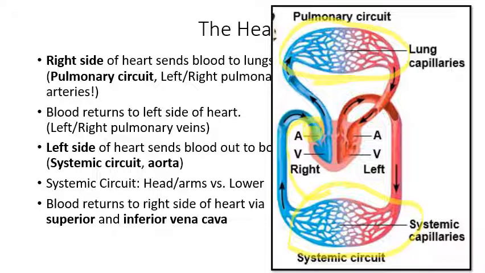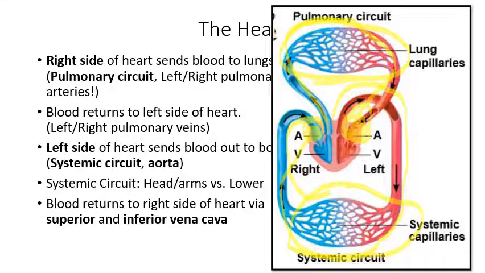Similarly, from the right side of the heart, the blood travels through the lungs and then back to the left side of the heart. And then from the left side of the heart, it travels out through the aorta and then through the systemic circuit one more time.